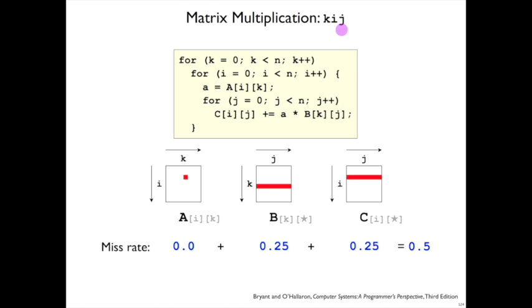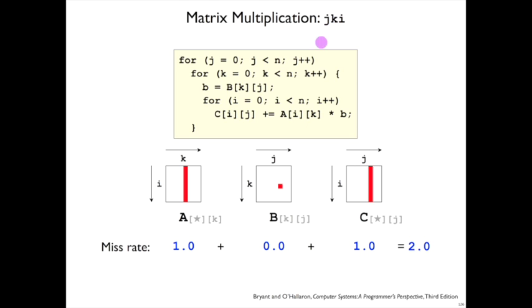Just remember the j at the end. That's what caused us to go horizontally across B and horizontally across C. That was good news. As before, it doesn't matter if we swap k and i. That has no effect because the inner loop is just varying j. So it's the j at the end that's important. We have two more to try.